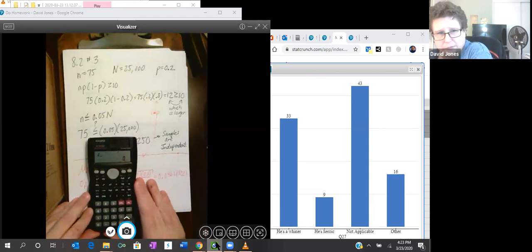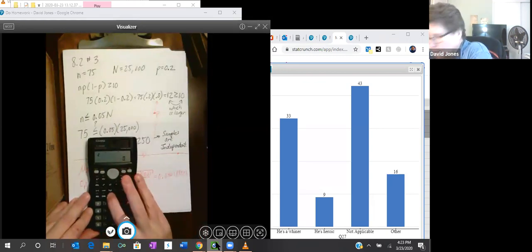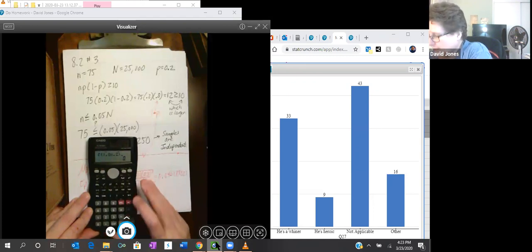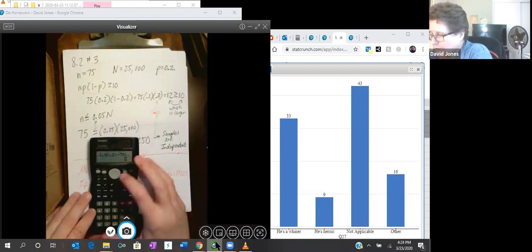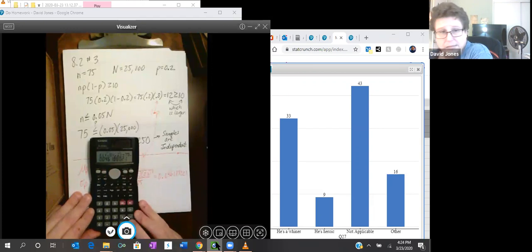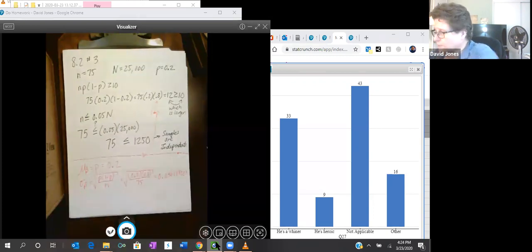You can do this all at once, but you're going to have to use parentheses, and it can be a pain. So I'm going to say square root, parentheses, and another parentheses, and do the 0.8 times 0.2 on top in my first set of parentheses. Then I'll divide by 75 and end the parentheses. I've got 2 ending parentheses, 2 starting parentheses. It's a little tricky. I think it's easier to do it the other way, but it comes up with the same answer if you enter it correctly.